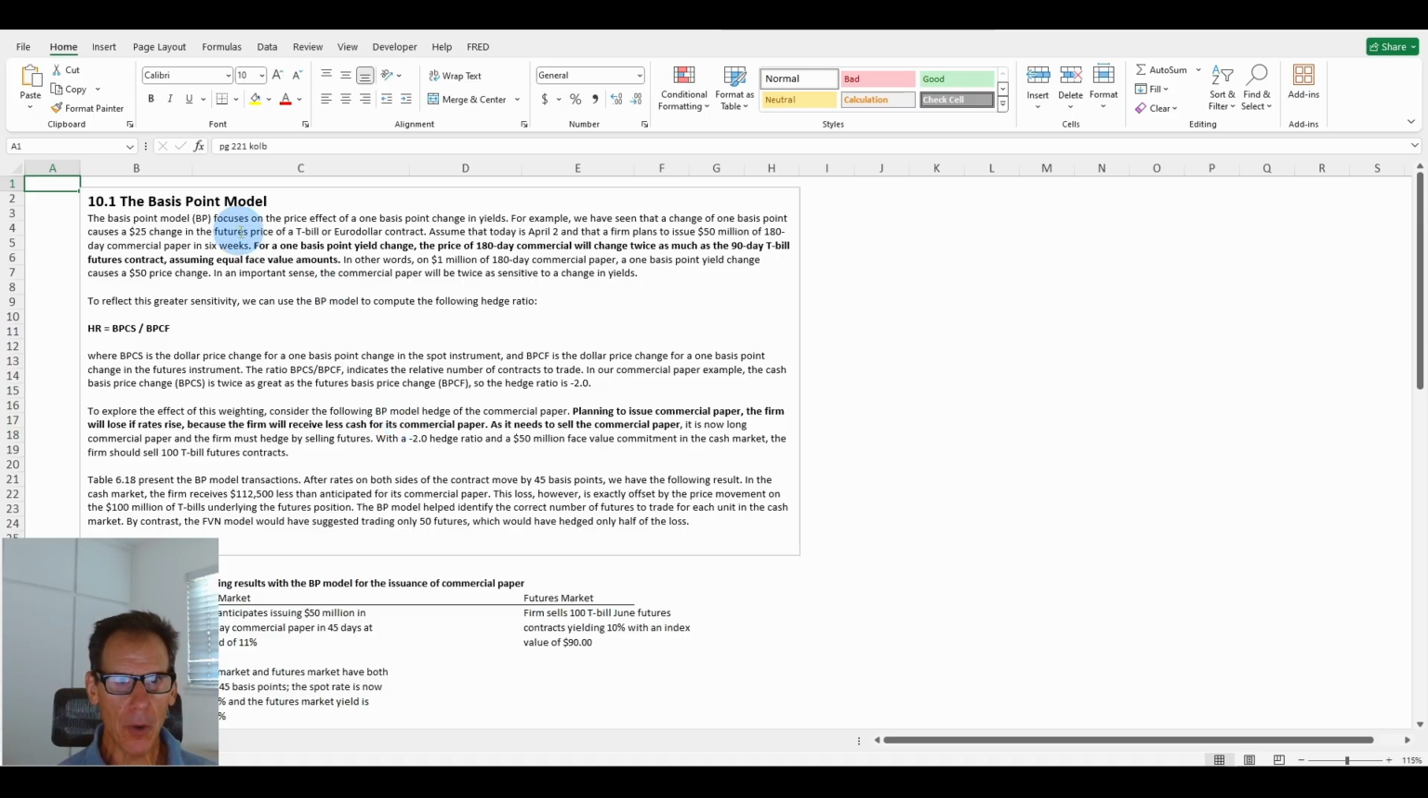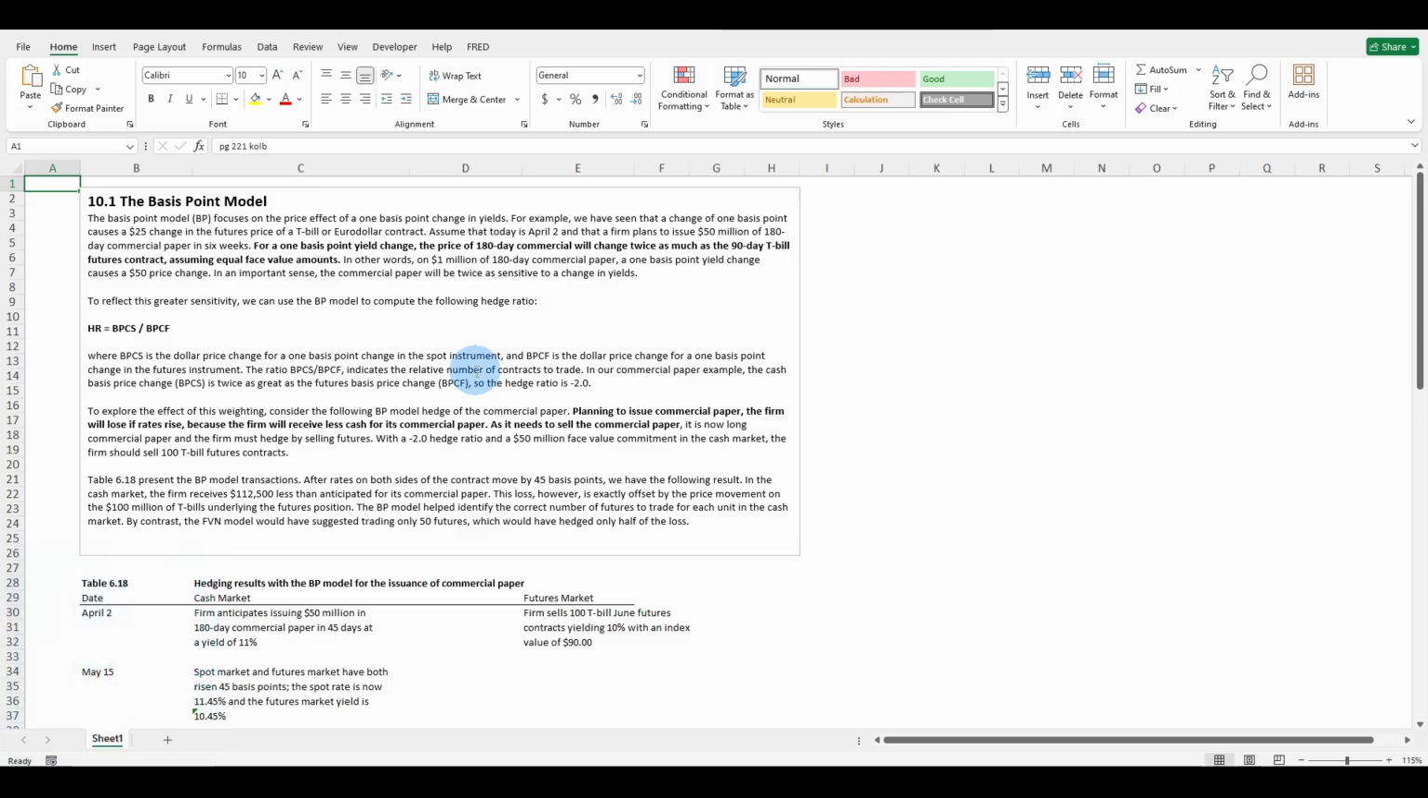The basis point model focuses on the price effect of a 1 basis point change in yields. For example, we have seen that a change of 1 basis point causes a $25 change in the futures price of a T-bill or Eurodollar contract.